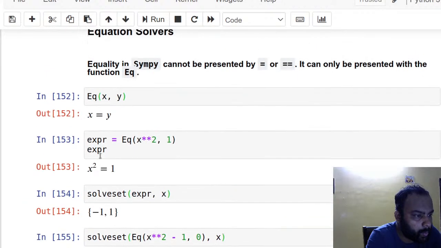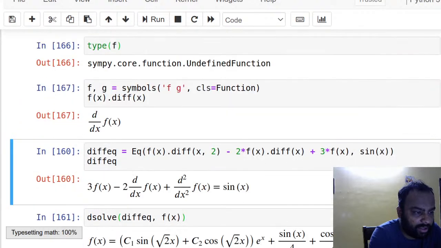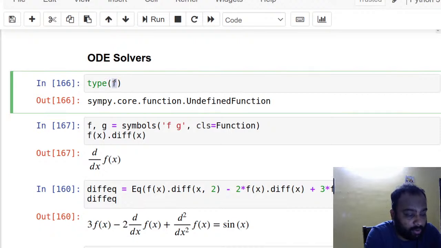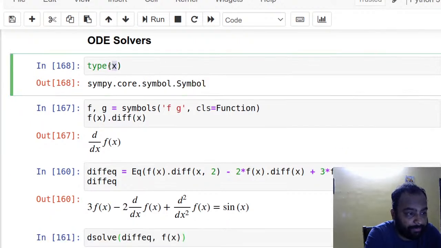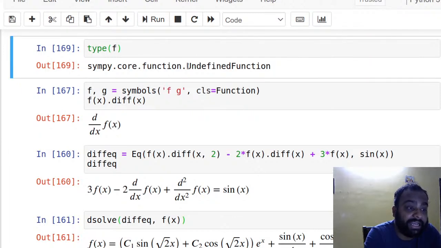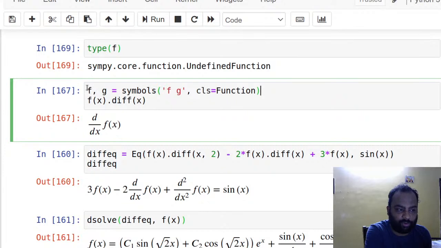Just remember this is a special kind of symbol. So if I say type f, see, this is no longer a SymPy core symbol. Look at x. X is a symbol, right? But if I see the type of f, you will see it's not a SymPy core symbol, but instead a SymPy core function. What kind of function? Undefined function, because I want to leave it as an undefined function. In order to do that, you are just calling this. Again, this is just a syntax you have to remember.